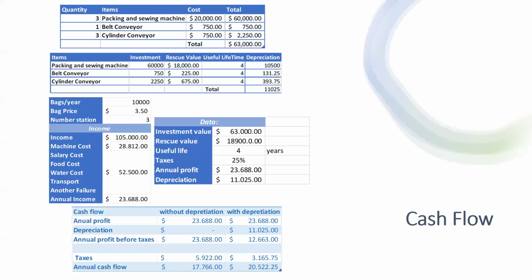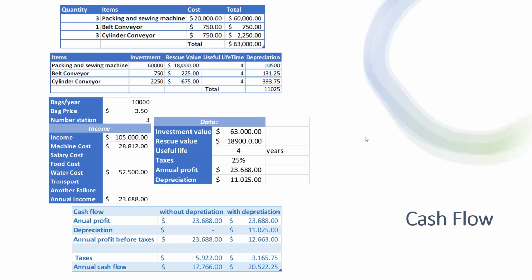Next. Yeah, as we see here on the first table, we're going to calculate the total investment value, where we consider the quantity of the purchases we're making. On the second table, we're considering the total depreciation value. And with this data, we're establishing the other tables.